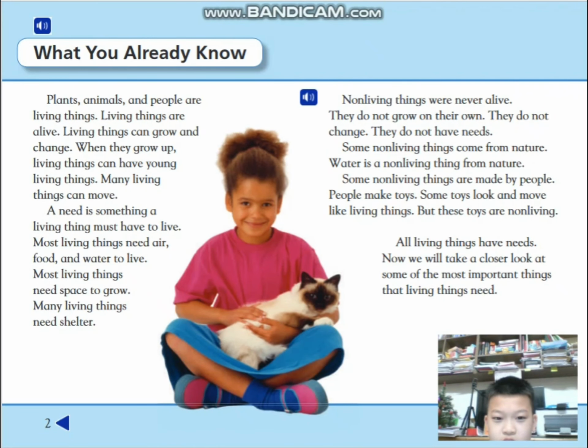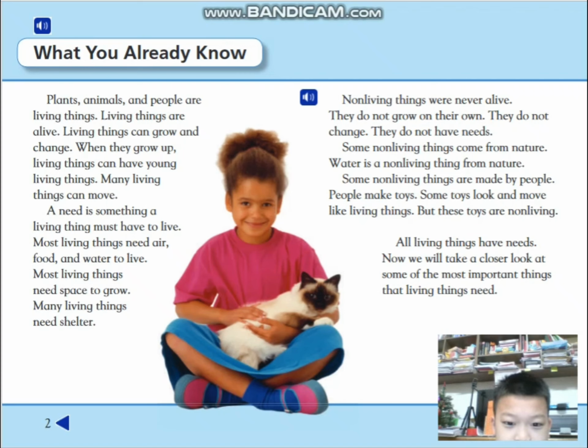What you already know. We already know that plants, animals, and people are living things. Living things are alive. Living things can grow and change. Like this girl is a living thing, for example. And another example, this cat is also a living thing.